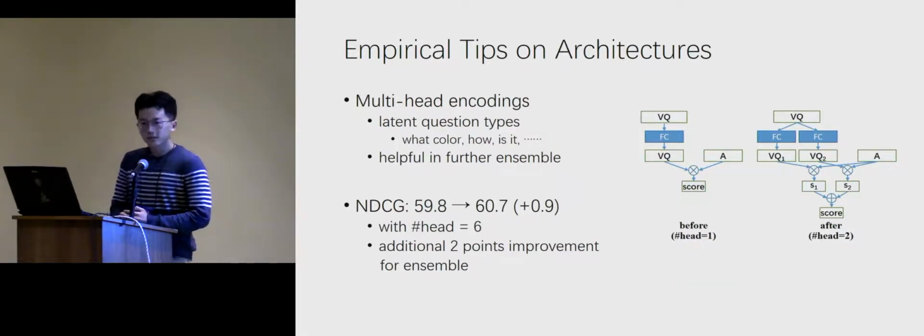Second, we designed the multimodal encodings by additional embedding layers. This structure is proposed to deal with different types of questions and leads to approximately 1 point improvement. More importantly, this structure is helpful in model ensemble by using different numbers of heads, which results in an additional 2 points improvement.